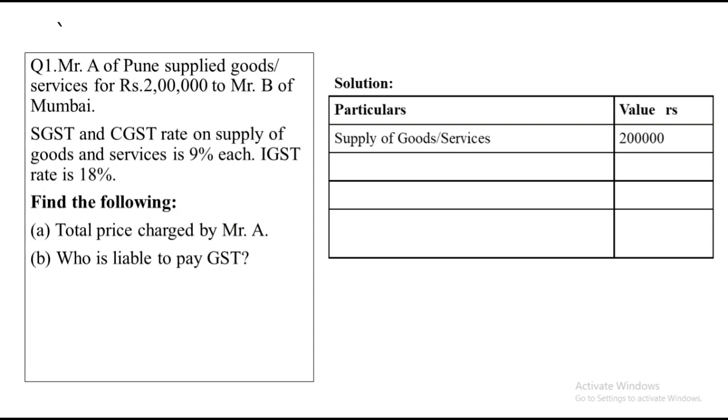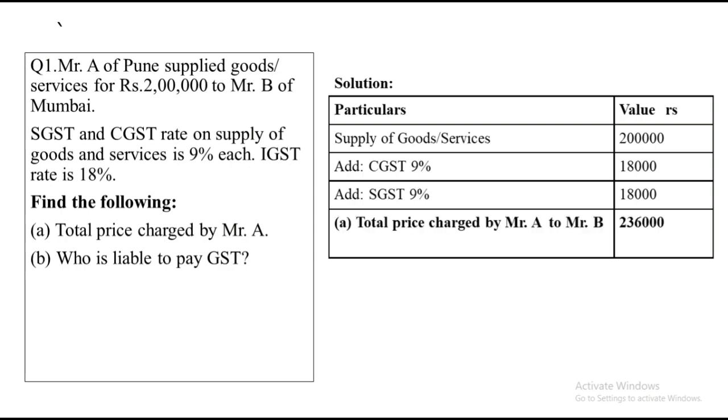And that amount gets added to the total value of your product. Whenever you buy anything which includes GST, GST gets added to the price, and then you have to pay the lump sum amount. So we add CGST 9% of 2 lakhs, which comes to 18,000, and we again add SGST 9%, which again comes to 18,000. So the total price charged by Mr. A will be 2,36,000. That's the total price charged by Mr. A to Mr. B. That's the first question.